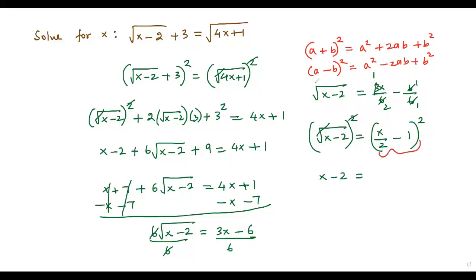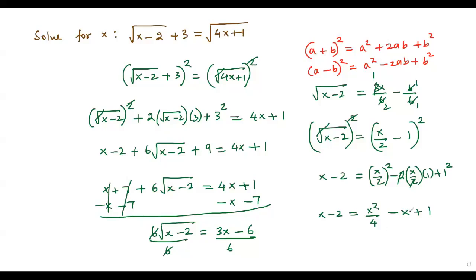Comparing this and this, we get x over 2 for a and 1 for b. So we can write the expansion here. In the place of a, we use x over 2 and in the place of b, we use 1. So (x over 2) the whole square, - 2 times x over 2 times 1, + 1 square. So x - 2 equals, when we square x over 2, it will be x square over 4. Here the 2 will cancel out. I just get -x + 1.